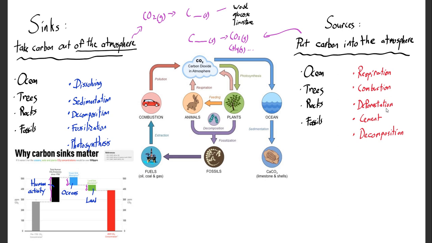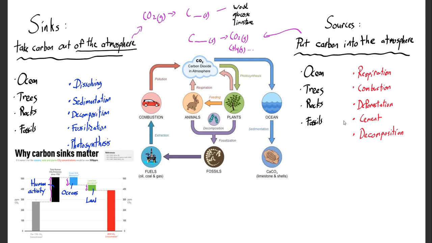Deforestation is a carbon source because when we cut down trees, parts of them rot, parts of them are burned, parts of them are otherwise recycled back into the atmosphere. Some of them get turned into things like buildings, but a lot of the deforestation in the world is not for lumber, but rather for clearing land for farming.